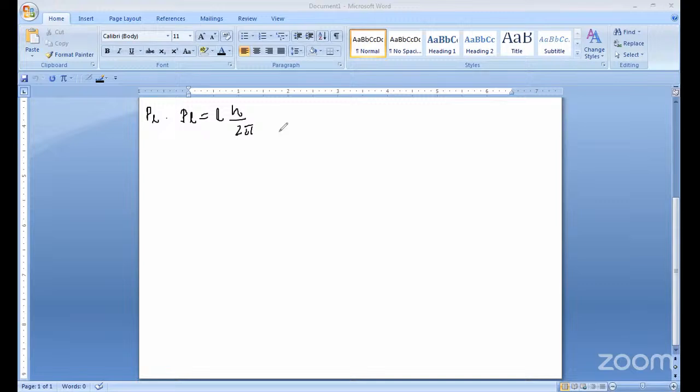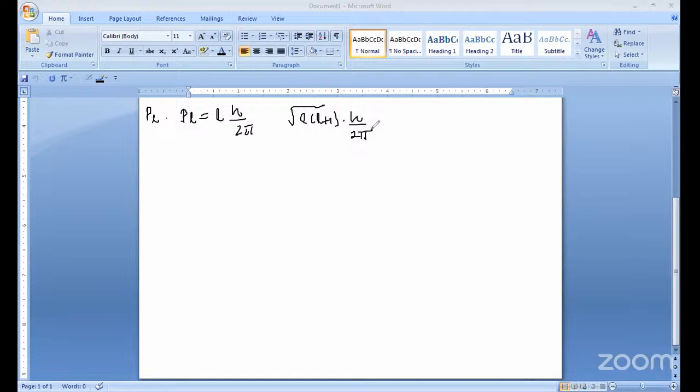And since l can take integral values, the magnitude of p_l is also quantized. According to wave mechanics, the orbital angular momentum has the value root of l into l plus 1, into h cut, otherwise written as h by 2 pi. So it can take the value root of l into l plus 1, into h by 2 pi.